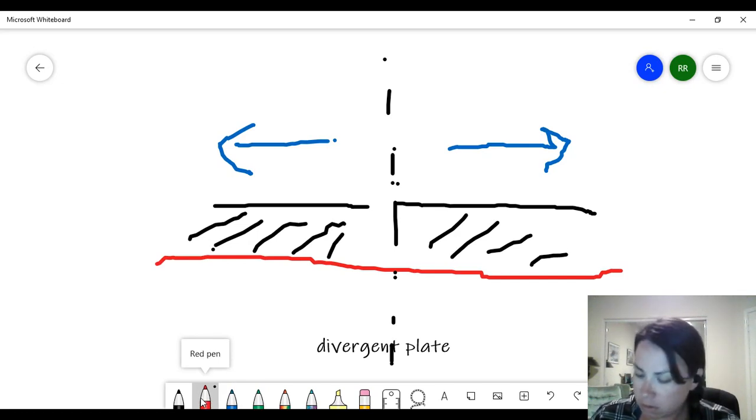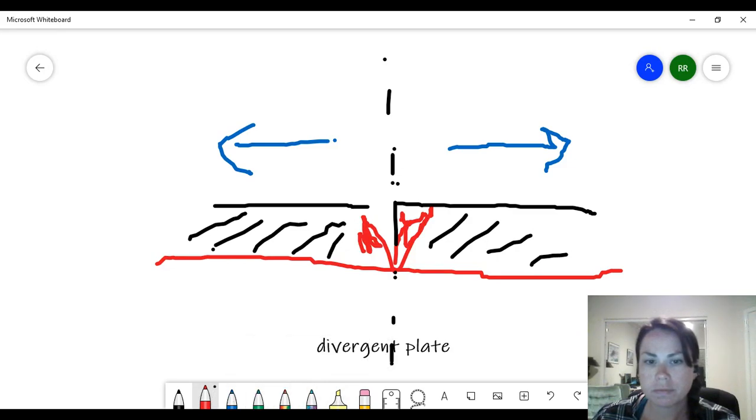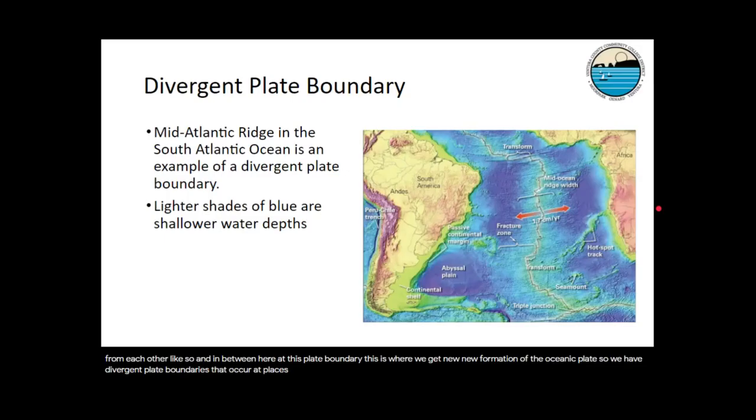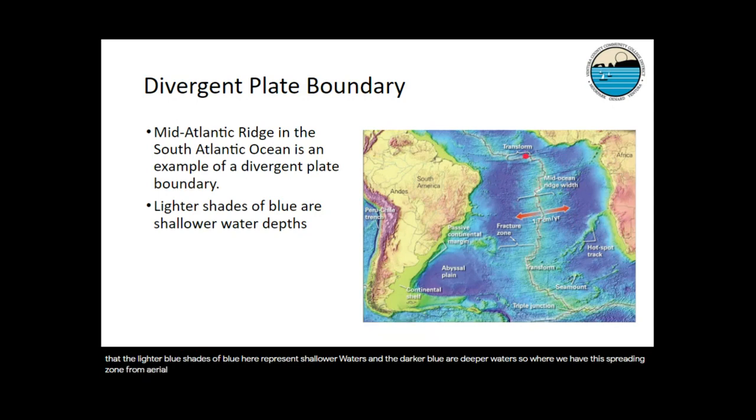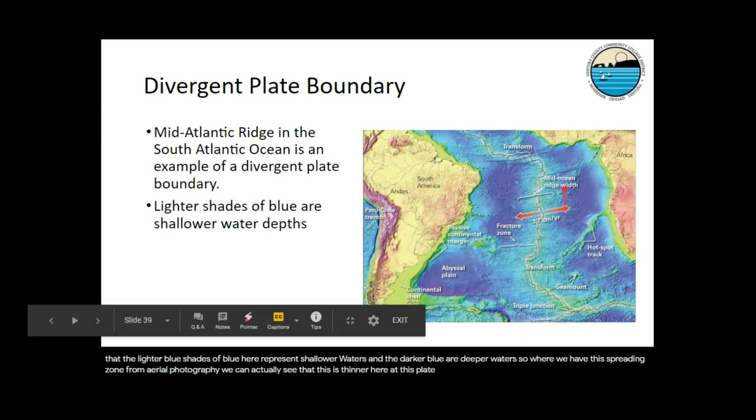formation of the oceanic plate. Occurring at places like the Mid-Atlantic Ridge in the South Atlantic Ocean. And in this example here, we can see that the lighter shades of blue represent shallower waters, and the darker blue are deeper waters. So where we have this spreading zone, from aerial photography, we can actually see that this is thinner here at this plate boundary than it is further away.